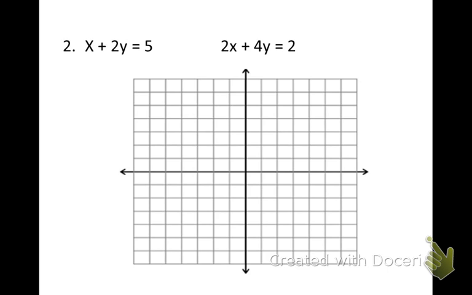Okay, if we want to graph these two, we first have to get them in the correct form. So I would need to subtract x from each side on this one. We don't have a lot of room here, so I'm going to kind of move over here. Get 2y equals -x plus 5. And then I'm going to divide by 2 and get y equals -1/2 x plus 5/2.